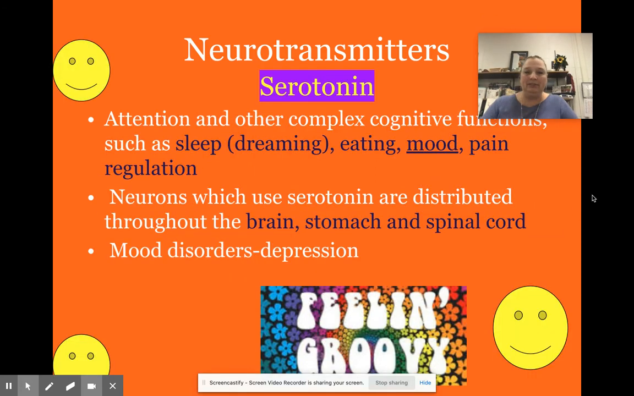The next one is serotonin. Serotonin is really interesting. It affects things like sleep, eating, mood, and pain regulation. Neurons which use serotonin are distributed through the brain, the stomach, and the spinal cord. This is basically a mood neurotransmitter. That's what it's most famous for. So, for example, people that suffer from depression are suffering from an imbalance of serotonin in their system. So quite often that's what they're trying to fix in that person. So think of that as the feeling groovy neurotransmitter that affects your mood. Okay?